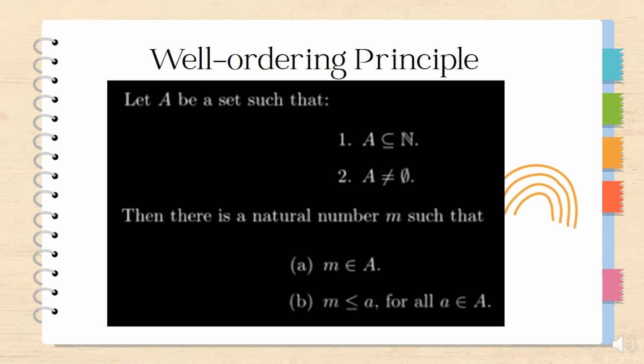Let us look in detail at the well-ordering principle. Let A be a set such that 1. A is a subset of the natural numbers, and 2. it is non-empty. If we have these two properties, then there is a natural number m such that (a) m is in the set A, and (b) m is less than or equal to any element of the set A. In other words, it has a minimum. One of the most important concepts is that the minimum has to be in A.